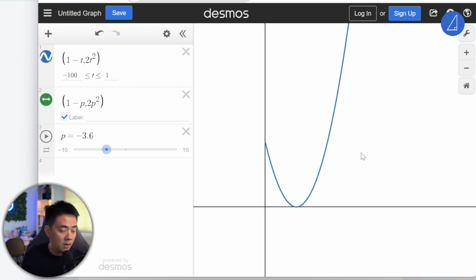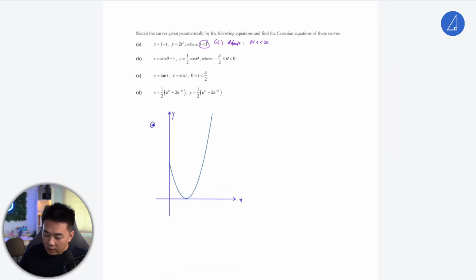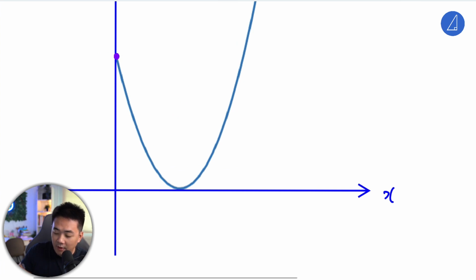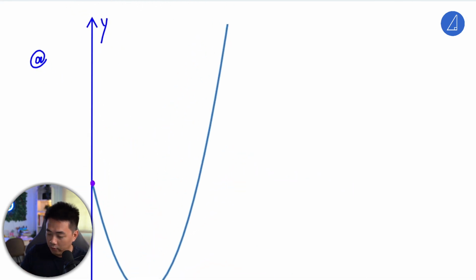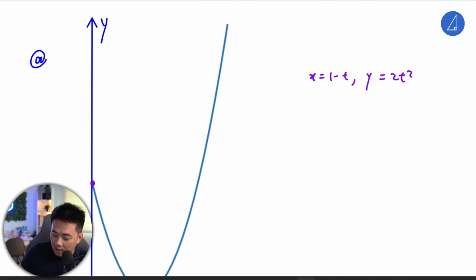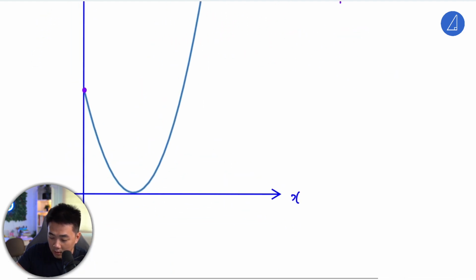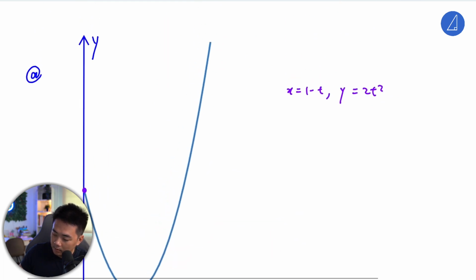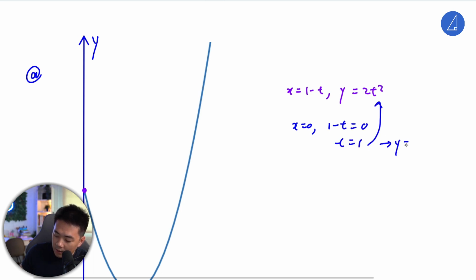If I want to find this intercept here, what I need to do is find the parameter corresponding to that point. For this case, I have x equals 1 minus t, and y equals 2t squared. The y-intercept is where x is 0. So x is 0, so 1 minus t equals 0, so t equals 1. So when t equals 1, y will be equal to 2 times 1 squared.